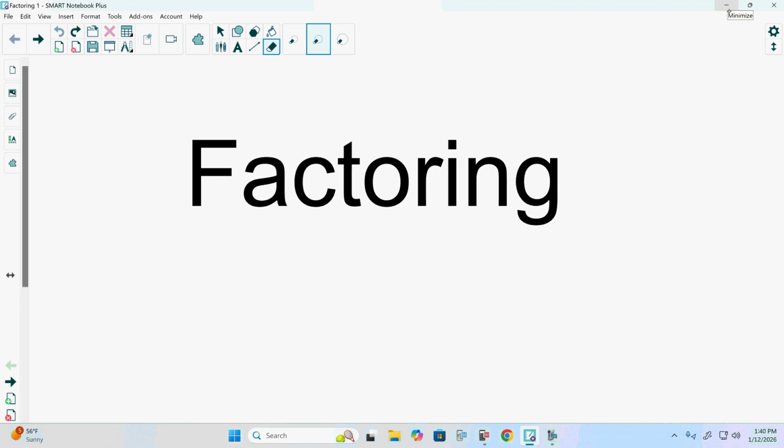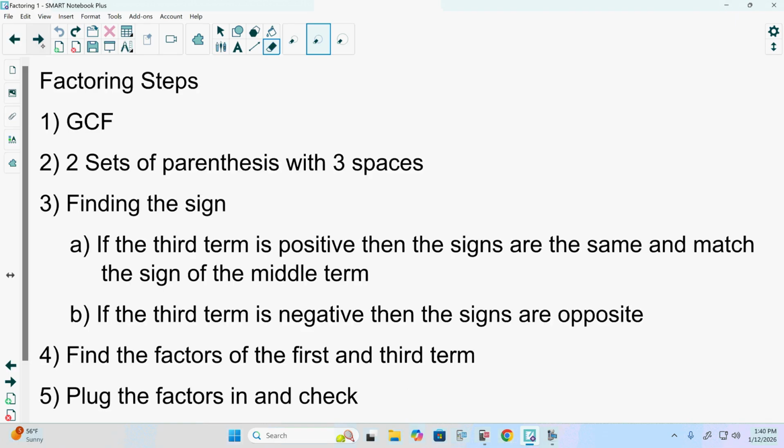Factoring. Now, we're factoring quadratic or quadratic-like.